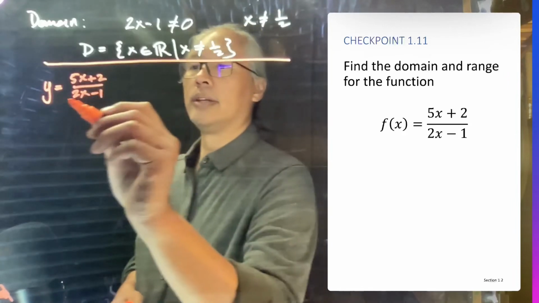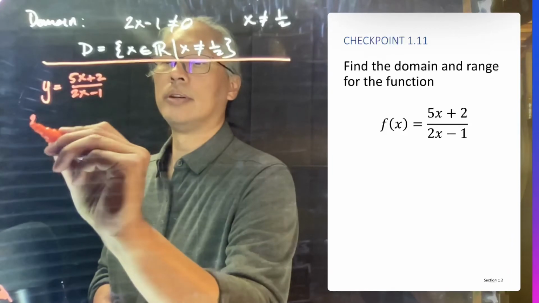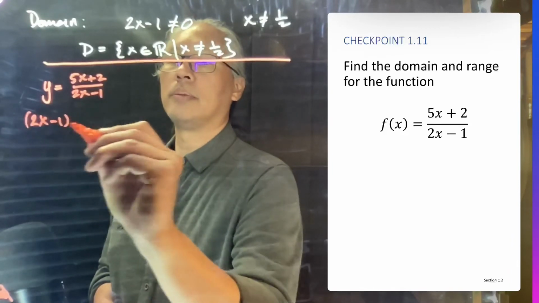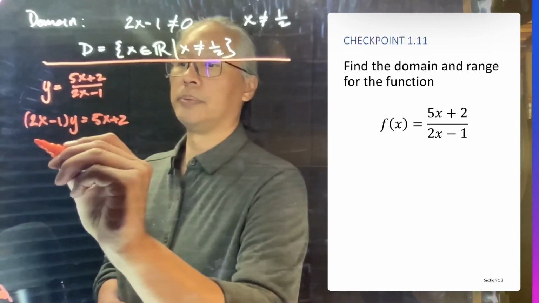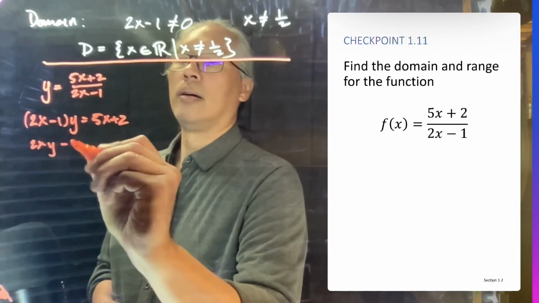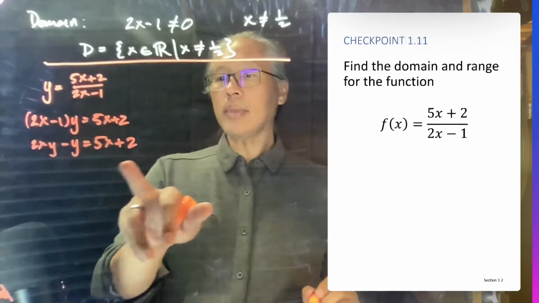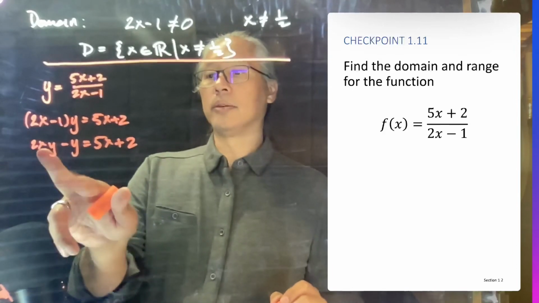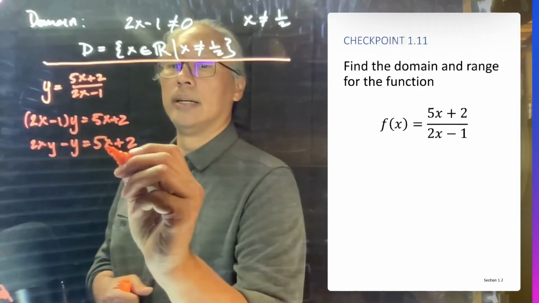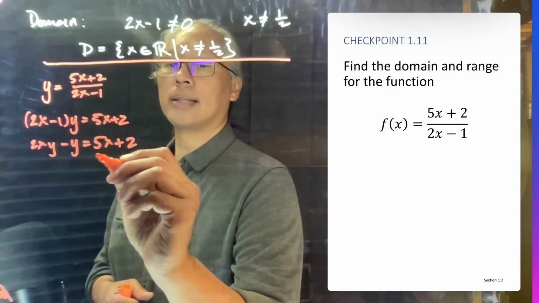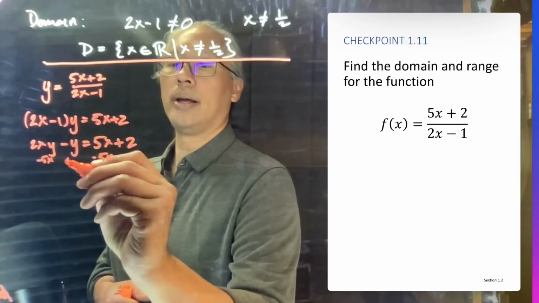All right, we'll do that by first multiplying by 2x minus 1 on both sides. So we'll have 2x minus 1 times y is equal to 5x plus 2. We'll distribute. And we'll notice that we want to solve for x. So we'll bring all the terms with an x together. And so I will subtract a 5x on both sides and add a y on both sides.